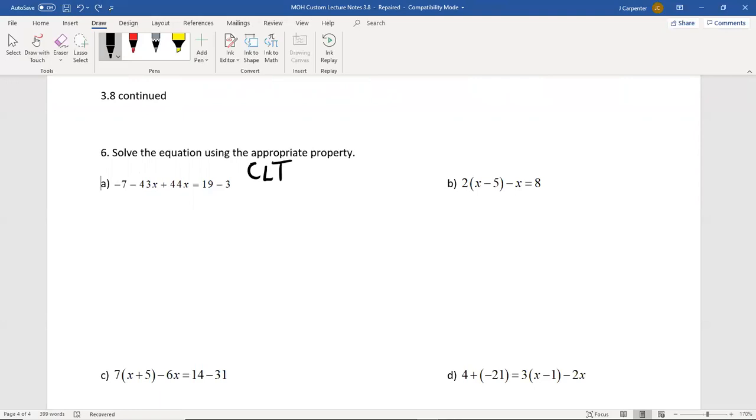So on this left side, we have a negative 43x plus a 44x. Those are like terms, so we're going to combine them. The negative 7 stays. There's nothing like it. The equals will stay. And the negative 43x plus the 44x, well, negative 43 plus 44 is positive 1. So that's a plus 1, but they have an x, so we keep the x. Now, I don't actually have to write this 1, and in the next step, I will get rid of it, because 1 times anything is anything. 1 times 5 is 5. 1 times apple is apple. 1 times x is x.